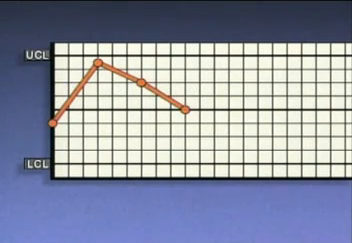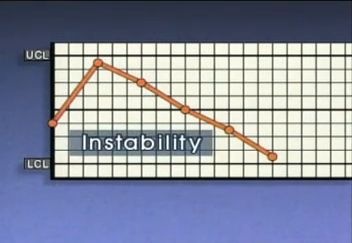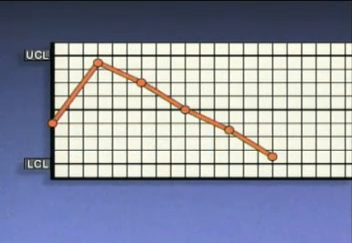Now, there are situations that don't fit cleanly into either of these two categories. For example, in some situations, abnormal variation exists in a process, but the plotted data points remain within a chart's control limits. This is often referred to as instability. That is, the process is unstable. The plotted points for an unstable process often form a recognizable non-random pattern.